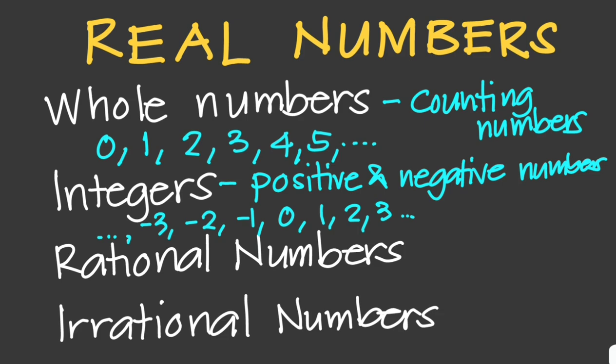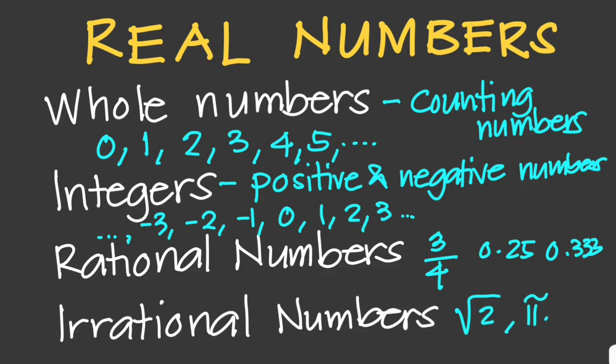These are examples of rational numbers: 3/4, 0.25, or 0.333. The irrational numbers are numbers that cannot be expressed as terminating or repeating decimals. Say, for example, the square root of 2, pi, or 1.606695, and so on.